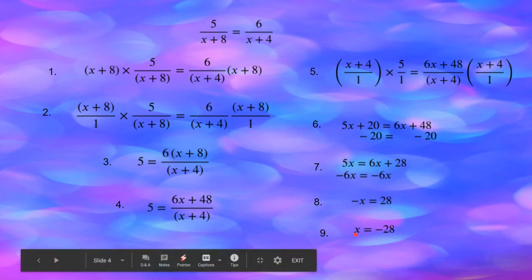Now you just want to flip the sides, you multiply both of them by negative 1. So you should get x over here and negative 28 over here, and the x would equal negative 28. That is how you solve a linear equation problem up to level 4.